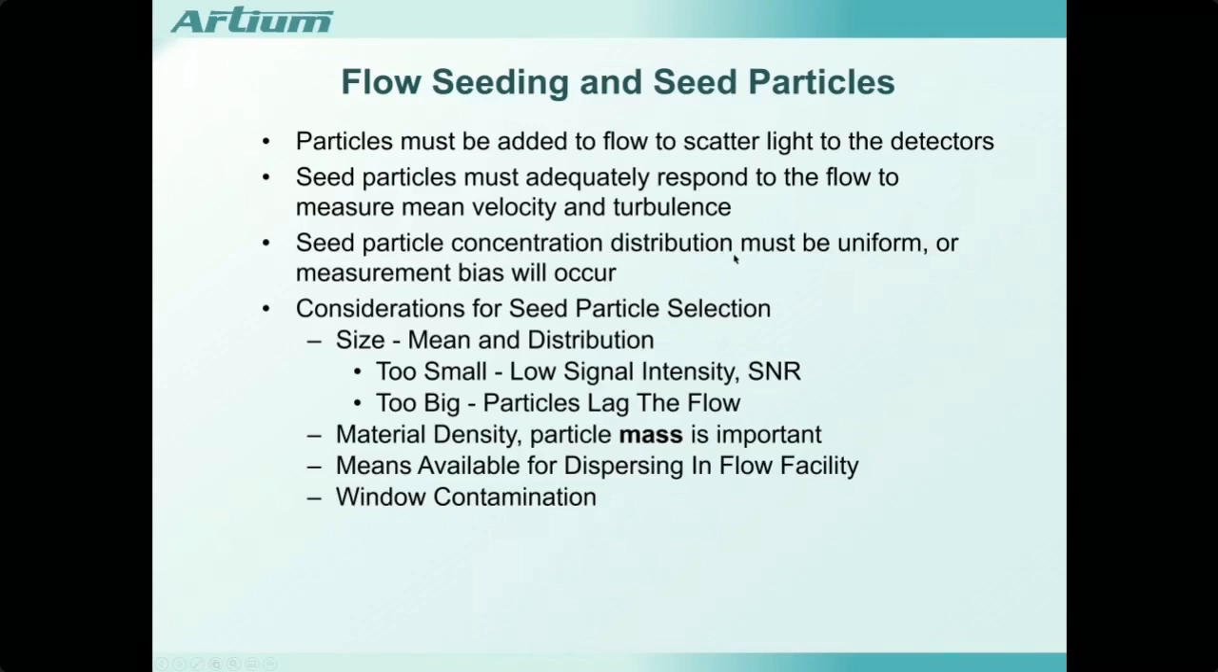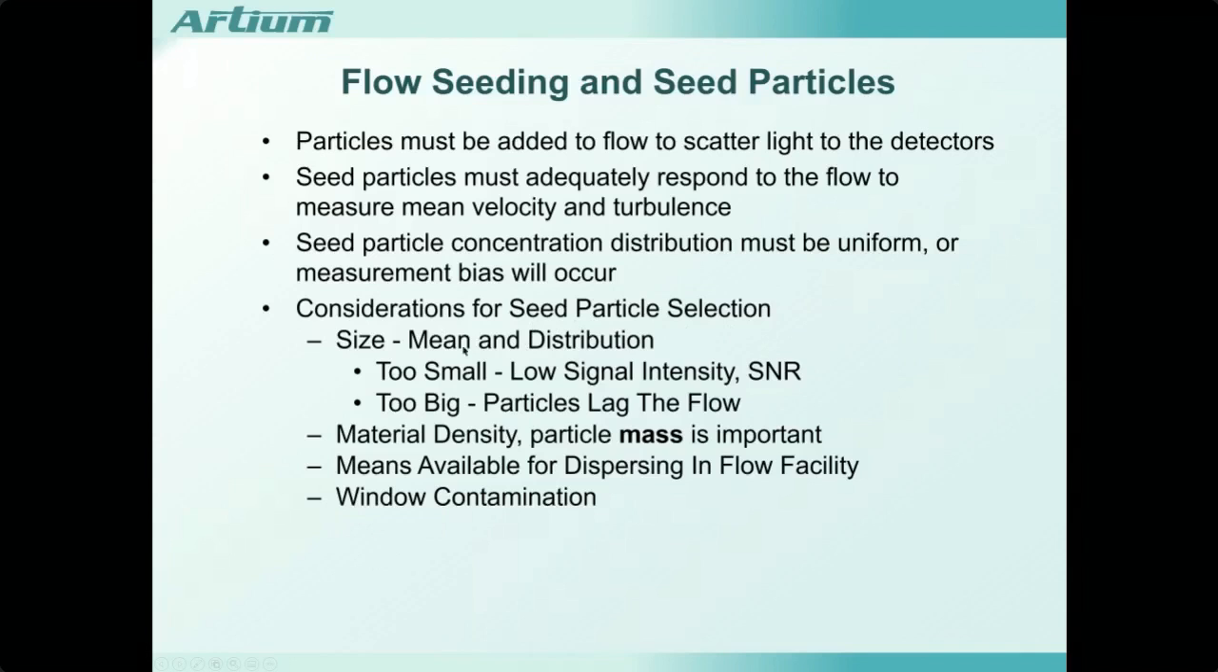Seed particle concentration distribution should be uniform, or measurement bias will occur. And I know of many cases where the experimenter has seeded the local flow because he doesn't have enough seed delivery capability. And by seeding locally, if you have velocity excursions from a high particle concentration region to a low concentration, you're going to bias because you're going to report a lot more readings from when there are more particles than when there are less. So that's a danger, and as I say, I've seen that in publications.